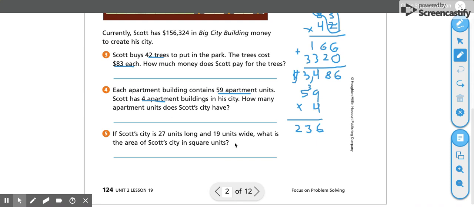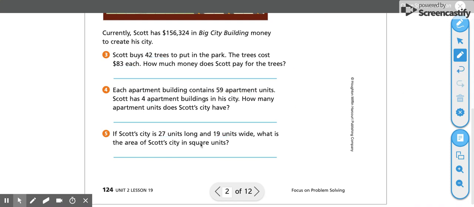All right, last question. If Scott City is 27 units long and 19 units wide, what is the area of his city in square units? So remember area, I want to multiply my numbers to get area. I'm going to go ahead and clear this actually so you can see a little bit better. I'm going to do 27 times 19. It's a great place to use my turtle head again because I'm doing a double digit by double digit. My turtle head.